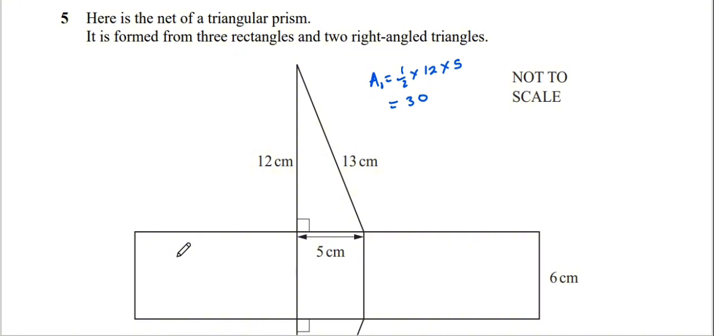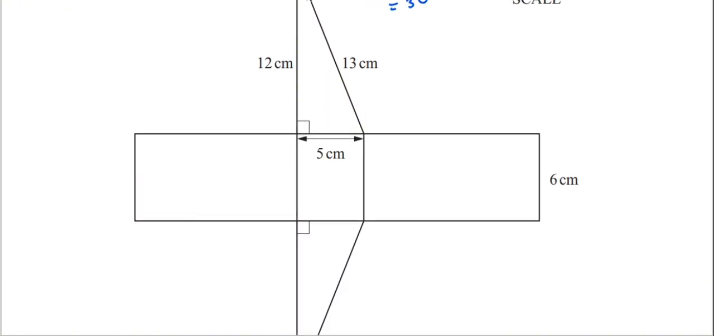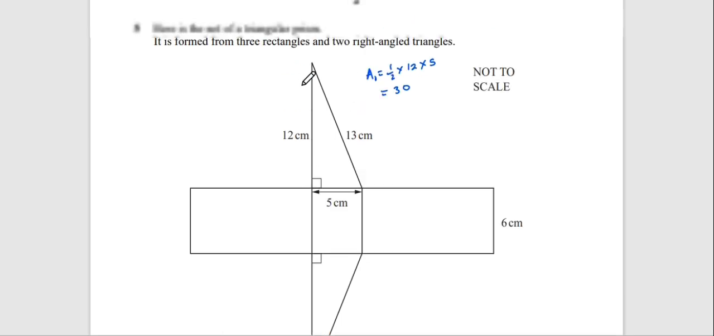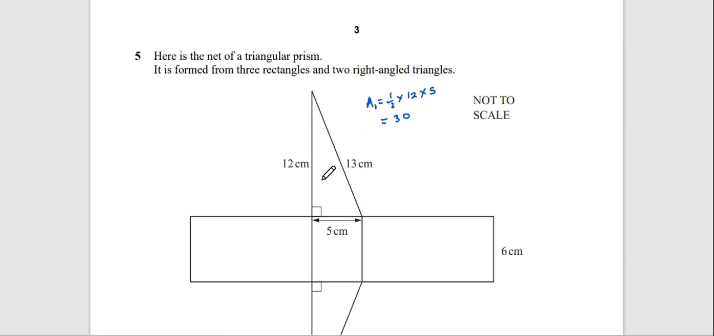For this particular one, if here is 12, it simply means that here is also 12, and we can see that the base is not a square, because this side is 5 and this side is 6. So let's put the dimensions for each of these. This will give us 12. Here is 6. Here is 6. Here is 12. Here is 5, of course.